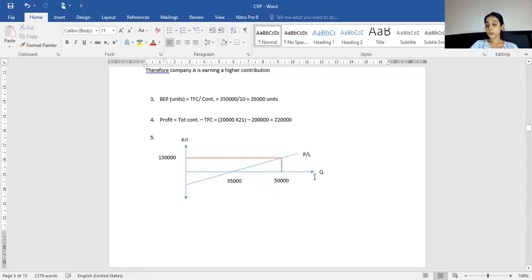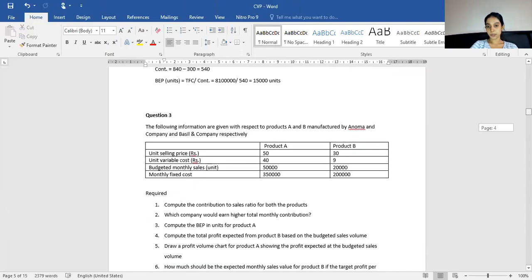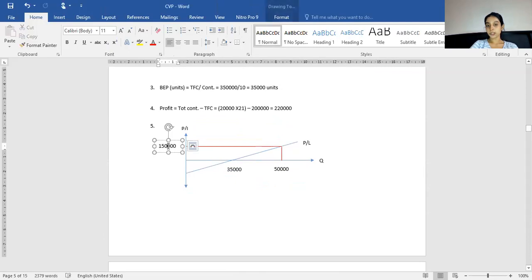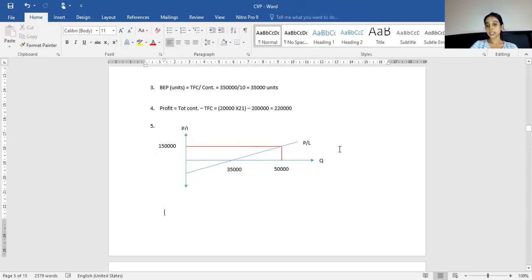We have to calculate the total contribution from 50,000 units: 50,000 into 10 would be the total contribution. That minus 350,000 of fixed cost. That will give you the total profit from 50,000 units, which will be 150,000. You can see this 150,000 is the profit from 50,000 units of product A. This is how we draw the profit volume chart. You need not scale these diagrams; you just have to show these details in the correct place.